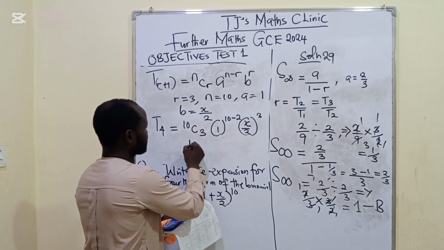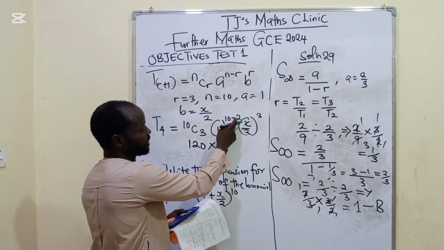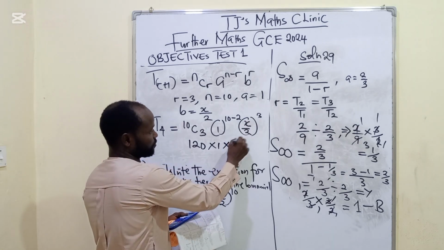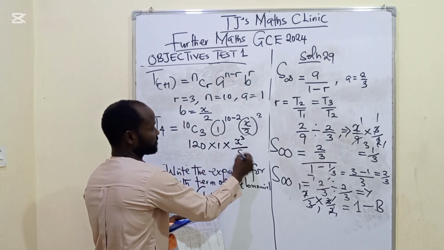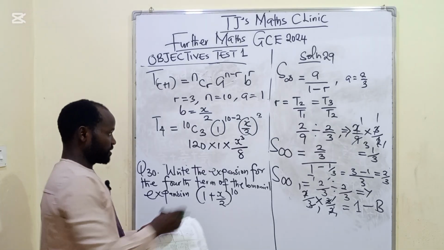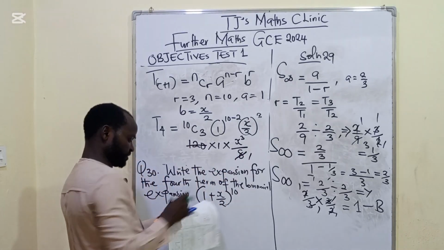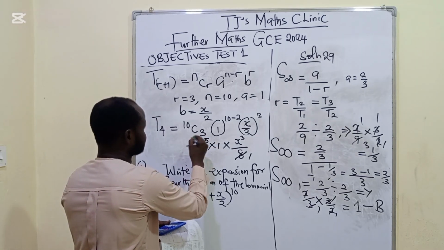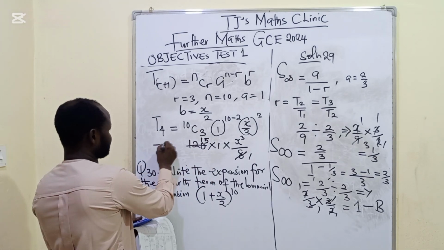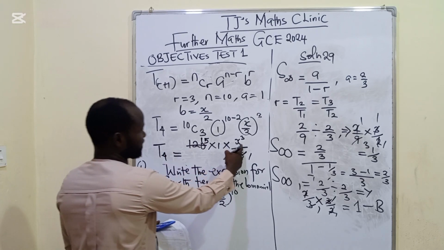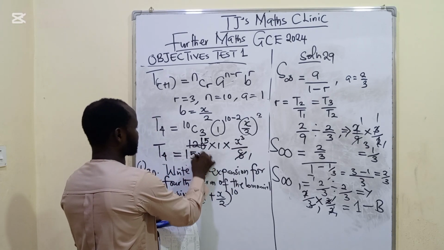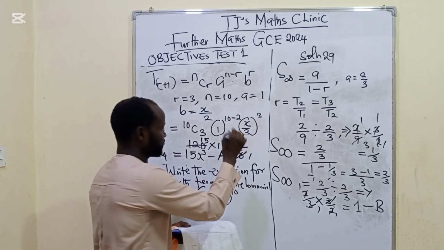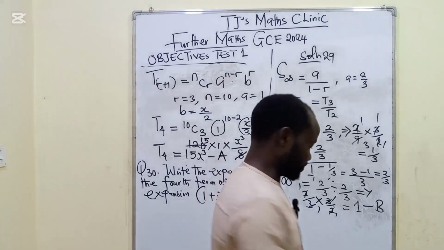What do we have? 120. So this will be 120 times 1 power 10 minus 3, which is 7, is still 1, times x power 3 divided by 2 power 3, which is 8. Very important. Here we can say 8 here, 1. 8 into 120, 120 divided by 8, that's 15. Finally, the fourth term will be equal to 15 times x cubed, that will be 15x cubed. And the correct option here is option A. So this is the solution to question 30.